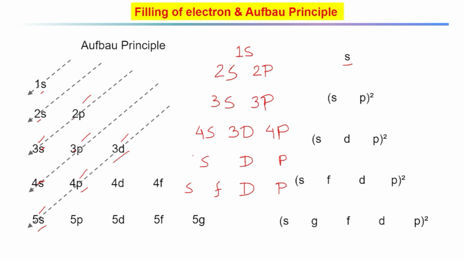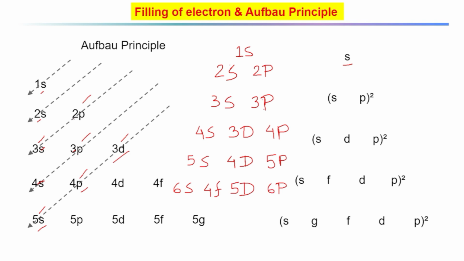Now again this one is the fifth row according to my pyramid, so I will write 5s. This one will be n minus 1, so 5 minus 1 means 4d, and again this one is np, meaning 5p. In case of this one, it is actually 6s, and in case of f we have to write n minus 2. So in the sixth row it will be 6 minus 2, meaning 4f, and d will be n minus 1, so 6 minus 1 it will be 5d, and again np, so 6p.